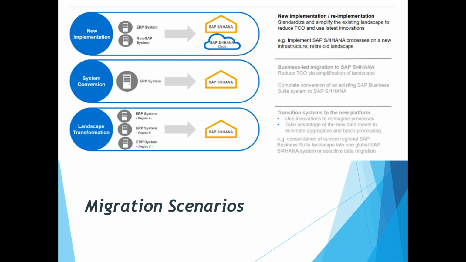And the third scenario is where we are trying to convert the landscape into a single or centralized system. Say, for example, we take an ERP system residing in landscape A or region A, an ERP system residing in region B, and one in region C. All these three systems from three different regions will be combined and merged into a central ERP system, which is called an S4HANA system. So these are the three typical migration scenarios where the S4HANA migration can happen.